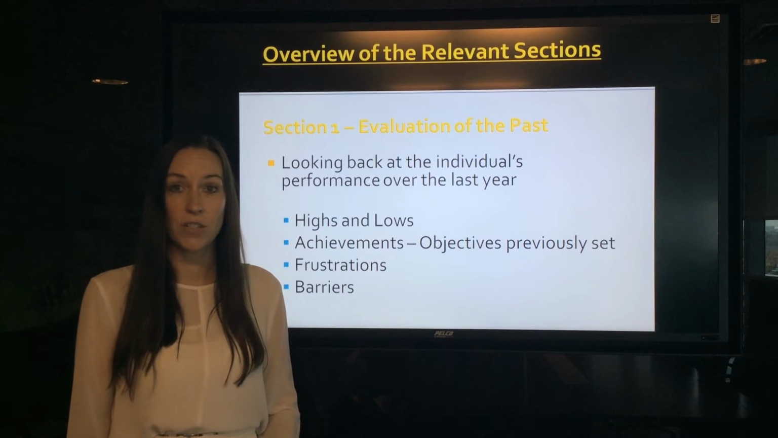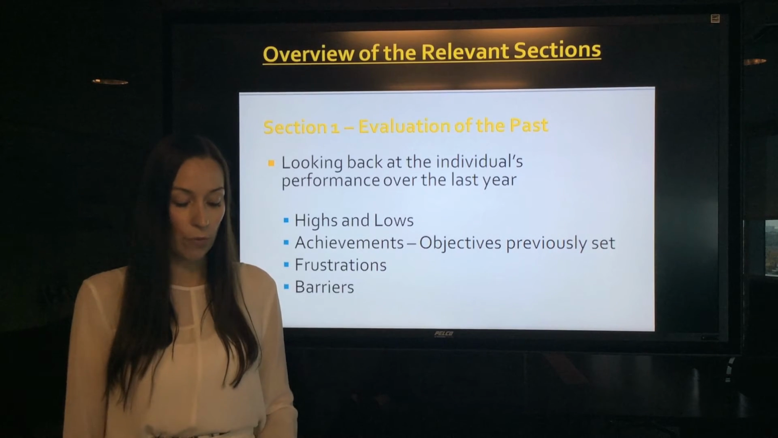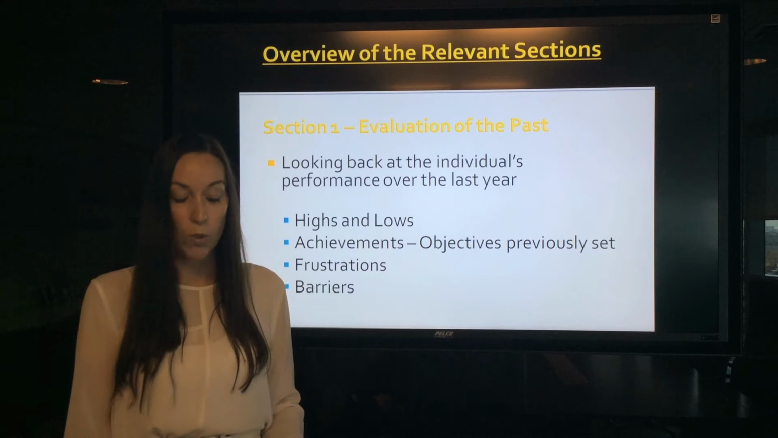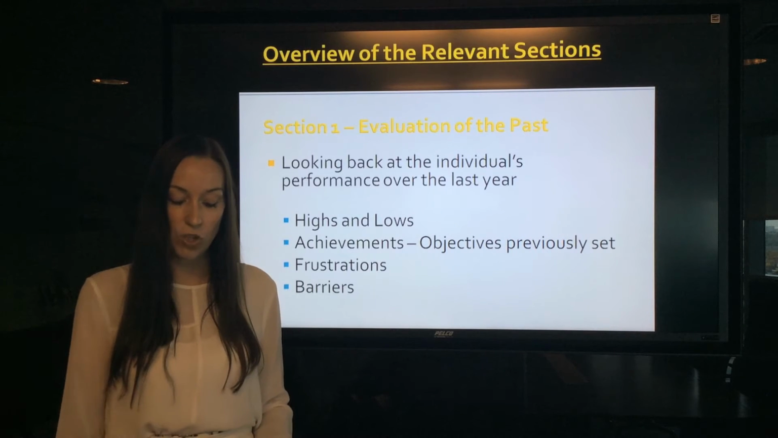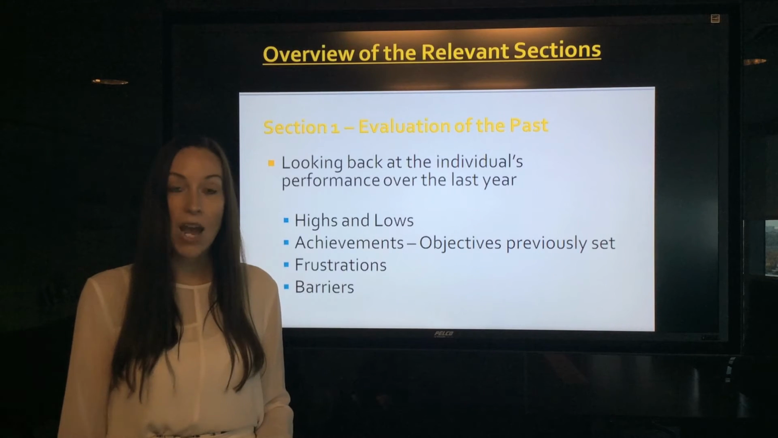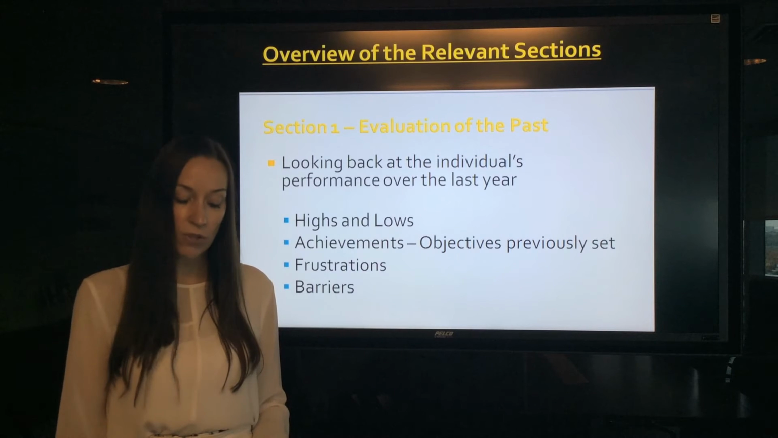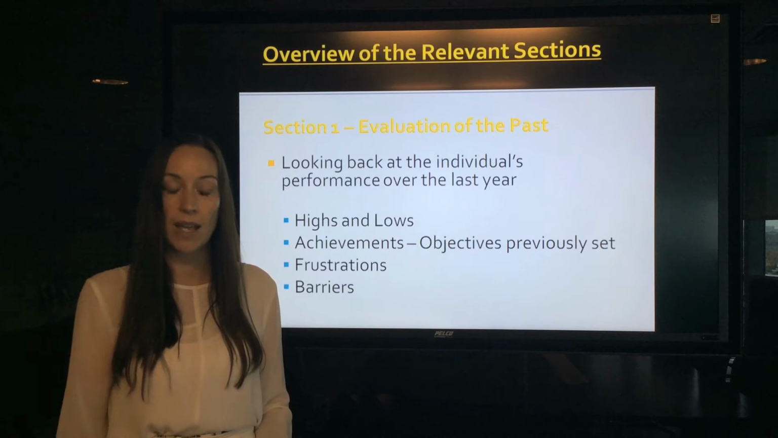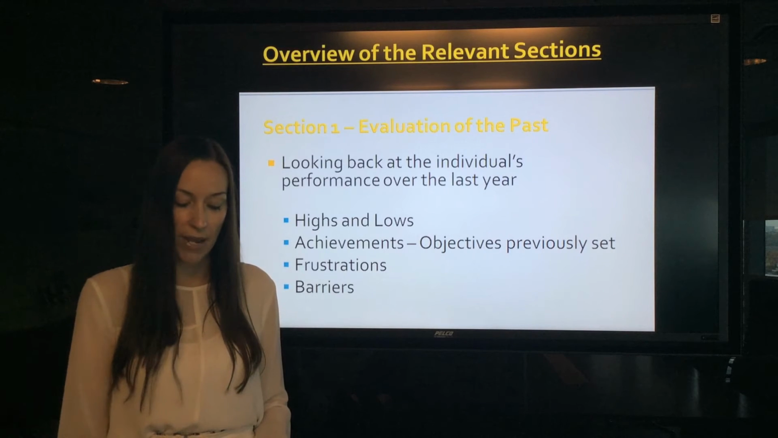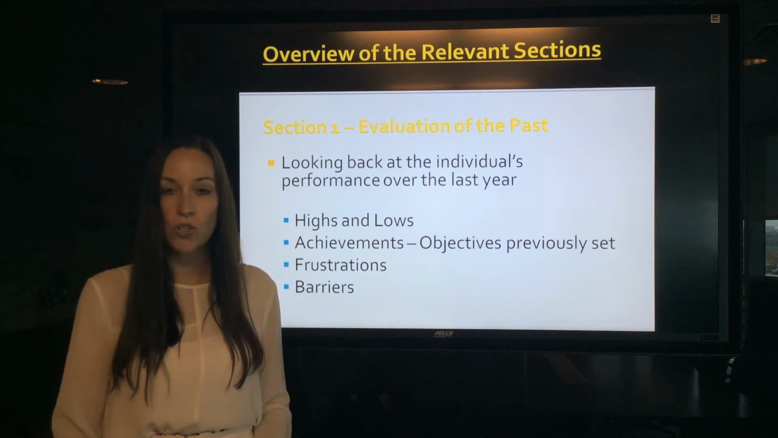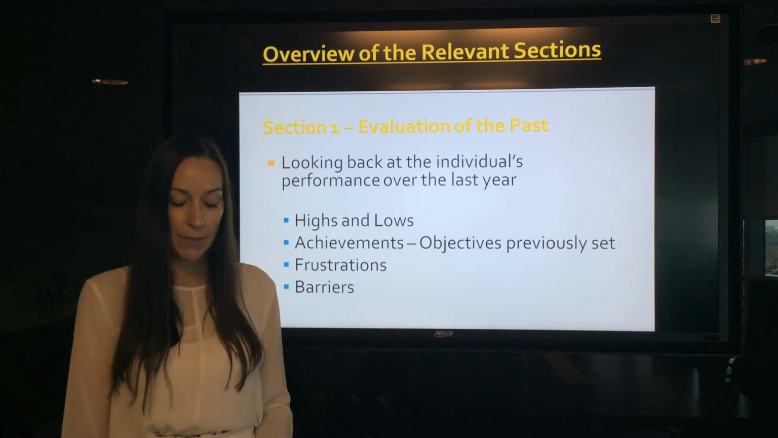Overview of the relevant sections. If you grab a PDR form, we will review section 1, which refers to the employee's job and asks them to document their objectives set from the previous year and how well they feel they have performed against these objectives. It's important that employees are specific in their write-up and give examples and supporting evidence, i.e. feedback, where appropriate. This shouldn't just be a one-liner, okay?